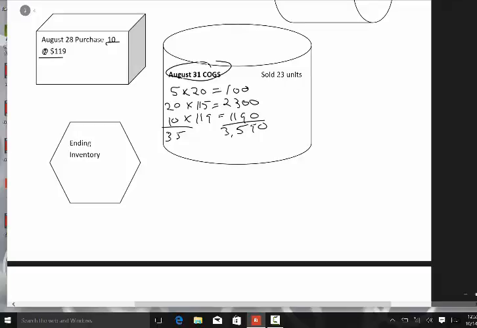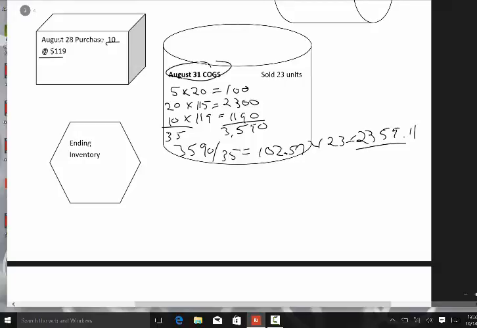And so when I get the average cost, I take the $3,590 and divide it by my 35 units, and I get an average cost of $102.57. And then I multiply that times the 23 units that I sold, and I get a cost of goods sold of $2,359 and some cents. And so what's left over?